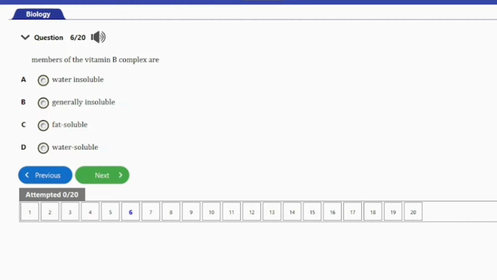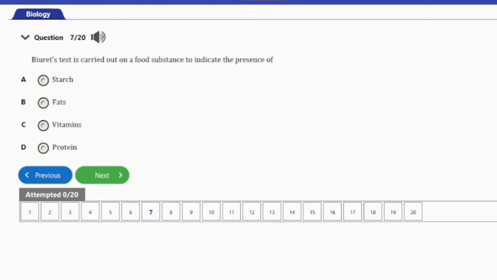It says, members of the vitamin B complex are A, water insoluble, B, generally insoluble, C, fat soluble, D, water soluble. So guys, the answer to this question is option D, and that's water soluble. So B complex vitamins are water soluble. So let's go ahead and consider the next question, guys. That's question number 7 here.